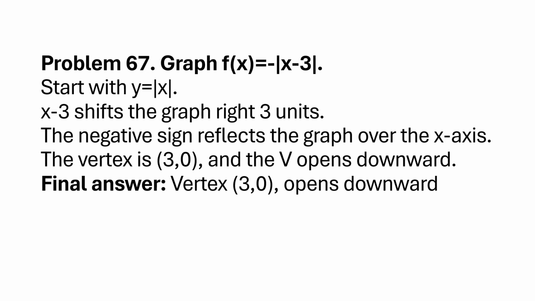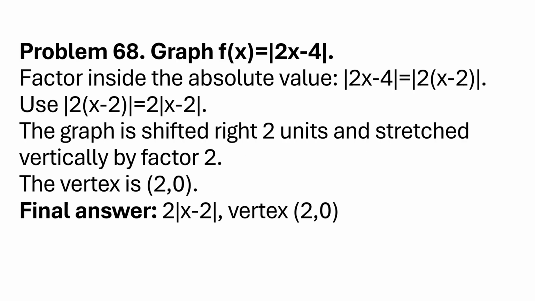We are asked to graph negative the absolute value of x minus 3. First, shift the graph 3 units to the right. Then, apply the negative sign, which reflects the graph across the x-axis. The vertex is located at 3, 0. The graph opens downward.